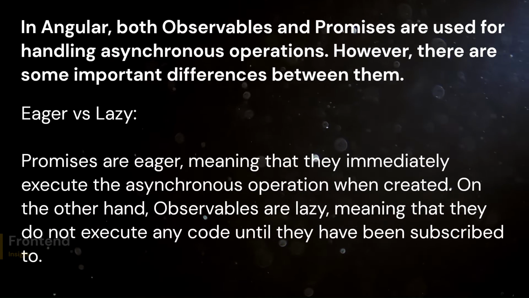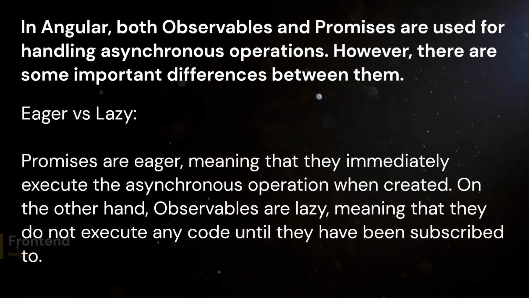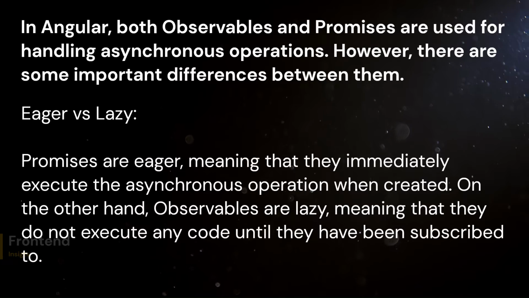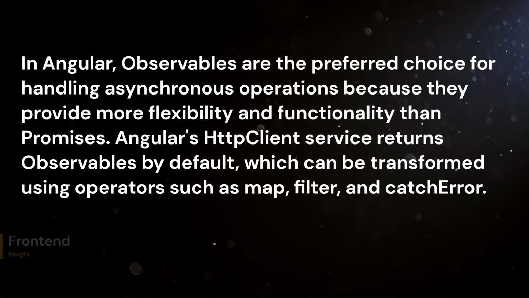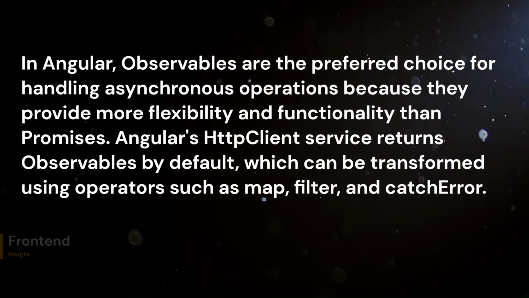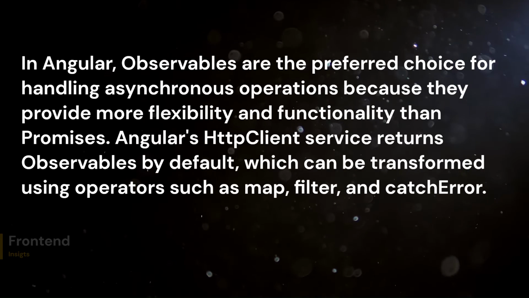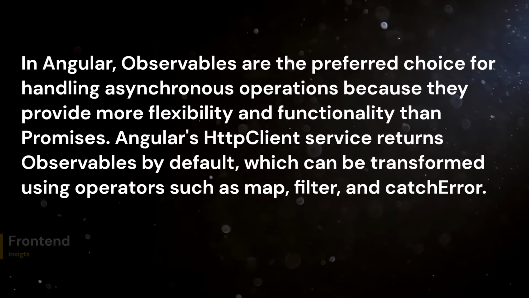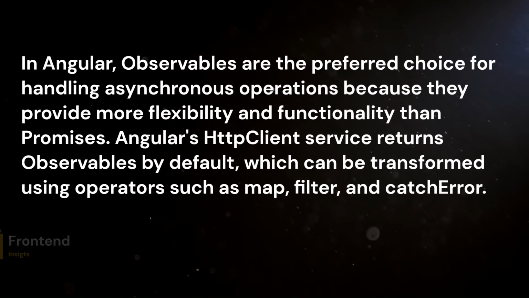Eager versus lazy. Promises are eager, meaning that they immediately execute the asynchronous operation when created. On the other hand, observables are lazy, meaning that they do not execute any code until they have been subscribed to. In Angular, observables are the preferred choice for handling asynchronous operations because they provide more flexibility and functionality than promises. Angular's HTTP client service returns observables by default, which can be transformed using operators such as map, filter, and catchError.